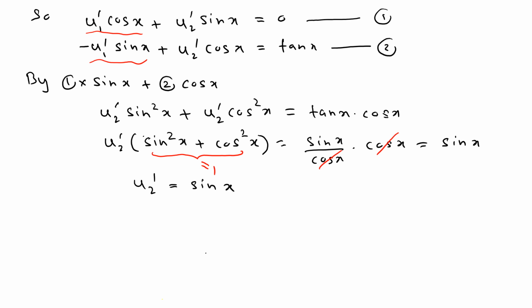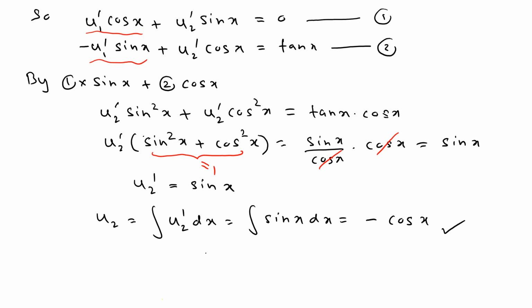So this is very easy to solve. That means u2 equals the integral of u2 prime dx, that means the integral of sine x dx. The integral of sine x is negative cosine x. So we find one function, we find u2.